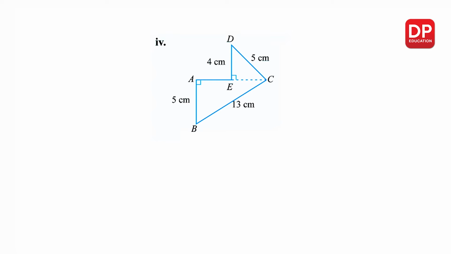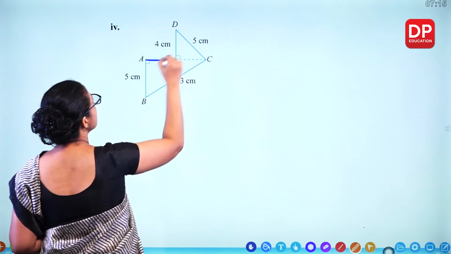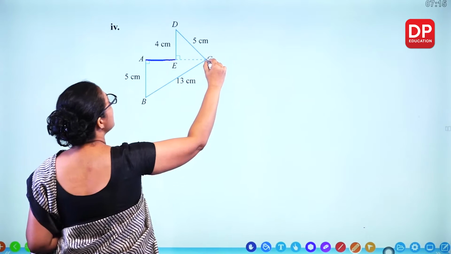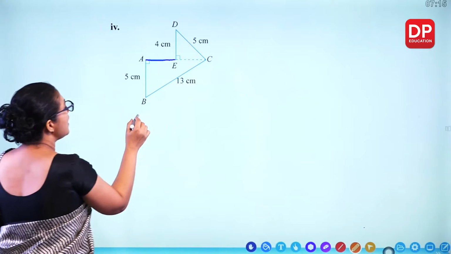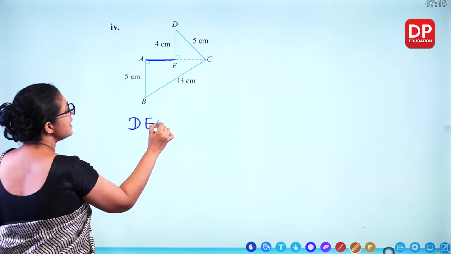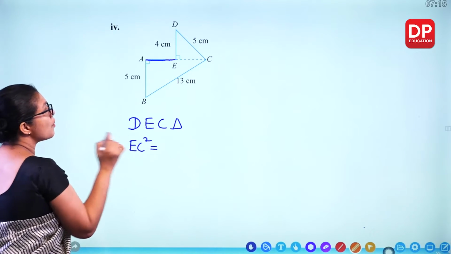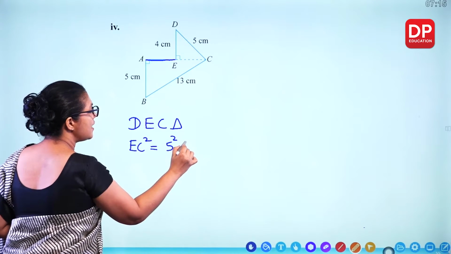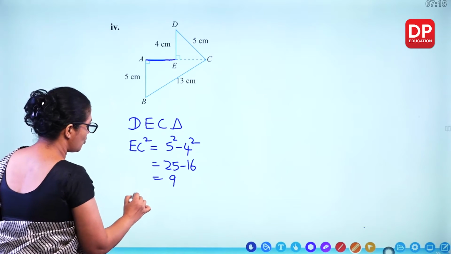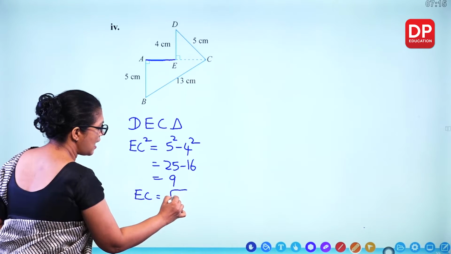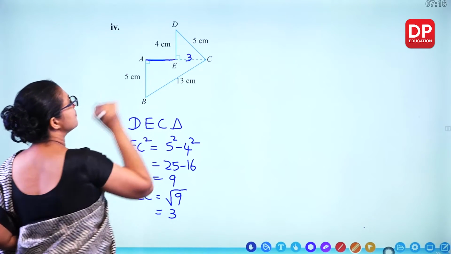This one. So you need to find the perimeter. So we need this side, this length. But we'll find the whole length here and subtract this length. So when you apply Pythagoras theorem to the DEC triangle, what can you say about EC squared? EC squared is 5 squared minus 4 squared. 25 minus 16, that's 9. So EC is square root of 9. Square root of 9 is 3. So we found this is 3.